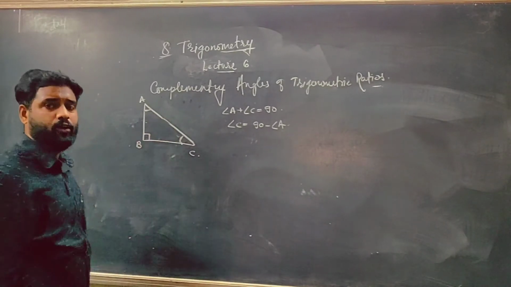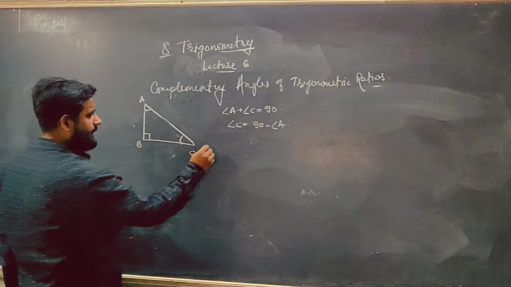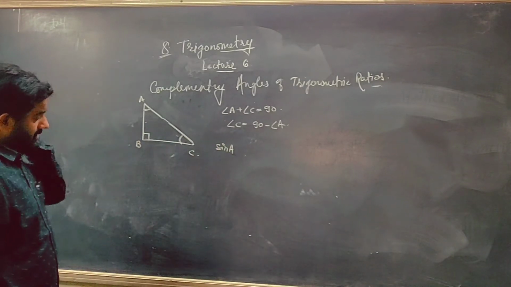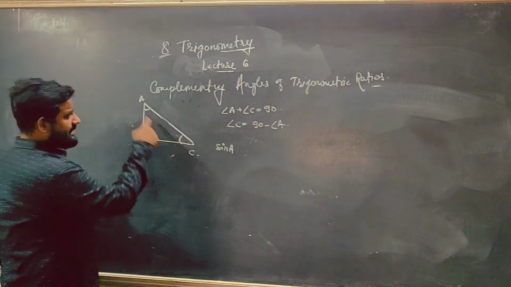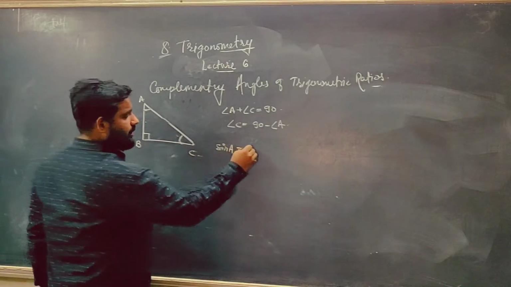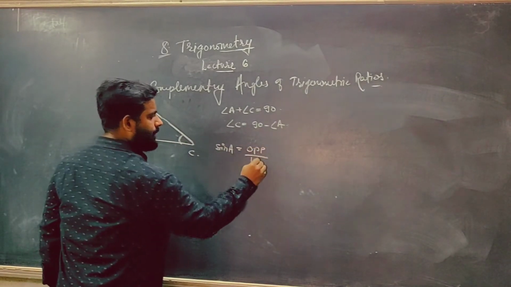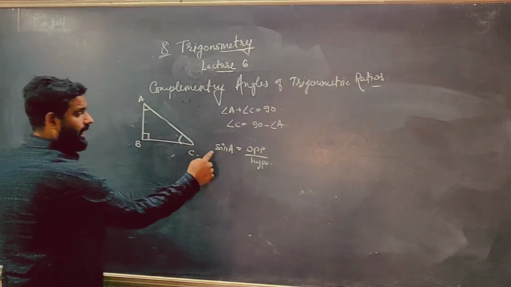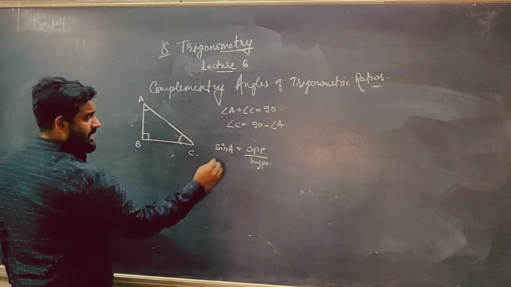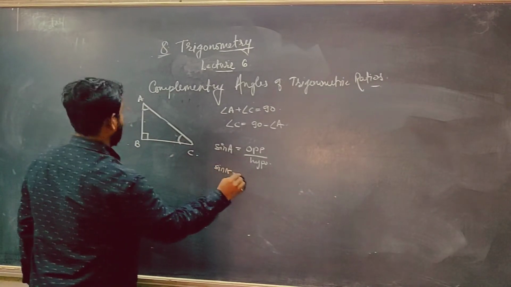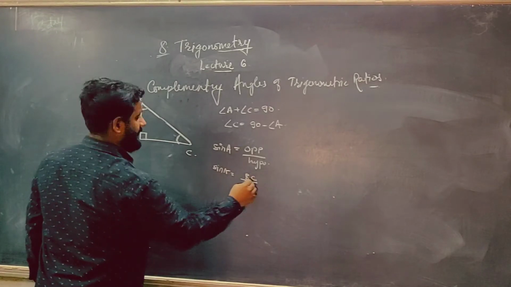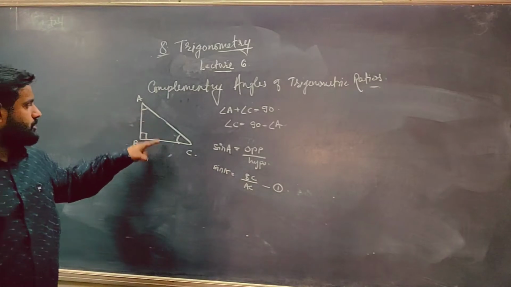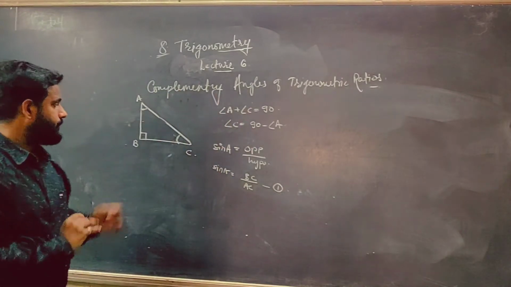Now, if I want to find out the trigonometric function sine A, right? Sine A. So what does it give to me? Sine A is opposite upon hypotenuse, right? And what is the answer of this? So can I say that sine A is equal to BC upon AC? Equation number 1. Sine A is equal to opposite upon hypotenuse, BC upon AC. Keep it as equation number 1.